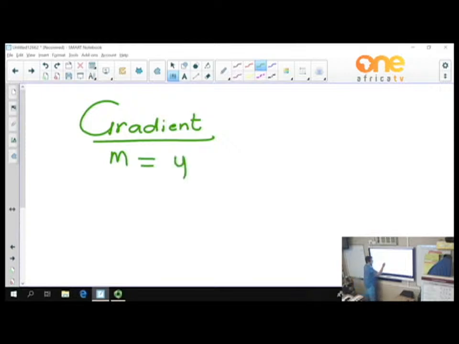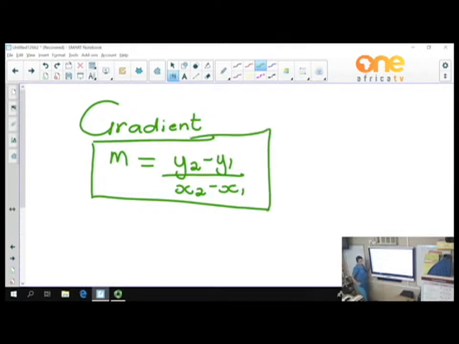So the gradient formula is delta y over delta x. Now we're going to say y2 minus y1 over x2 minus x1. It's still delta y over delta x. It's just to get that length, that this is the formula that we're going to use. Write it in your book and highlight it so that you can see it.